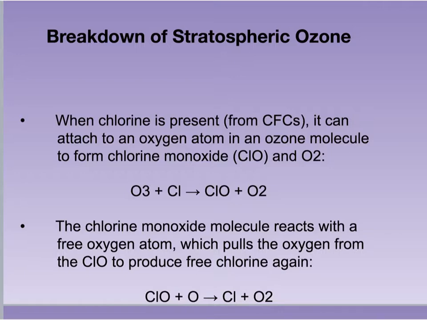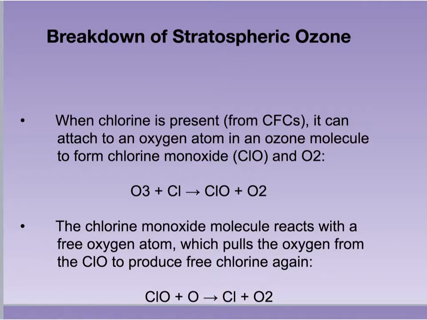So what happens is these CFCs were introduced to a chlorine atom inside of the stratosphere, and when chlorine is present, it can attach to an oxygen atom in the ozone molecule, and therefore break it down, breaking the bonds between the atom and the molecule, forming this chlorine monoxide. So that's the O3 plus that chlorine atom that gives you ClO, that chlorine monoxide, and the O2.